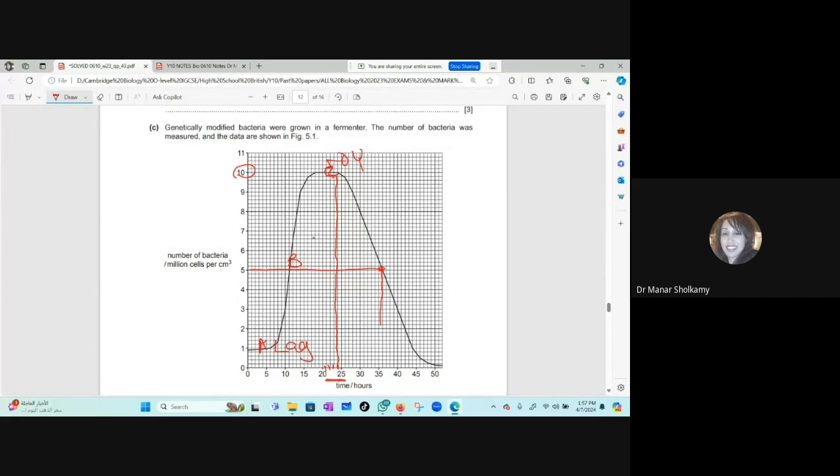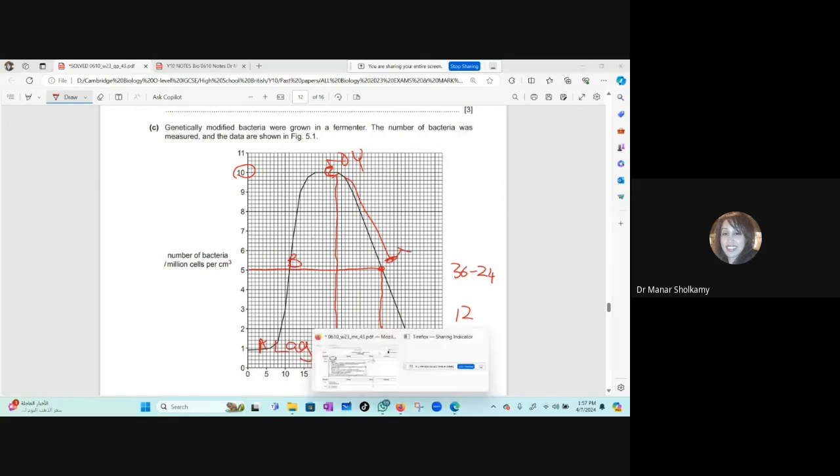Yes, and let's see from 24, this is 36. So 36 minus 24. What's the answer? Let me get the calculator. 36 minus 24 is 12. 12 hours and it will drop from 10 to 5. Did you all get it? Did you all see how we got it?